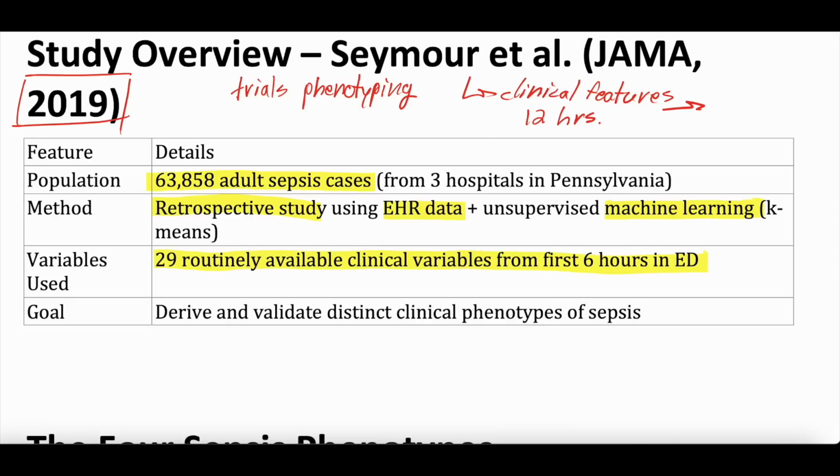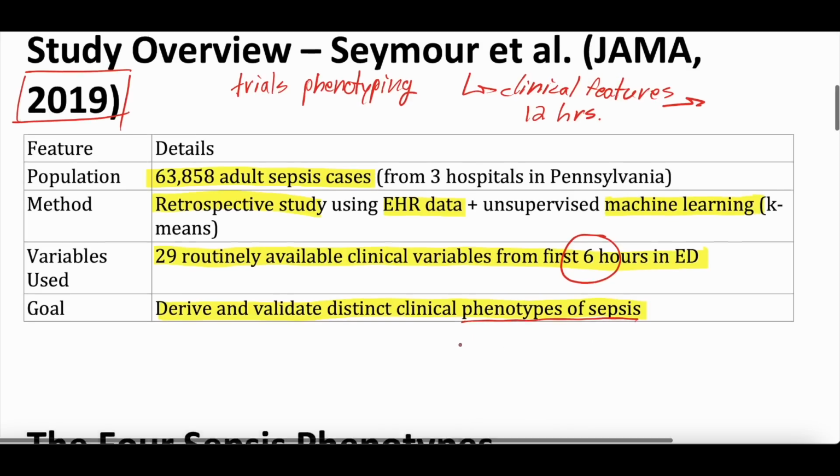Oh, from the first 6 hours. We said 12 above. It was even less than that. First 6 hours in the ED. And then they looked at these variables to try to validate if there were distinct clinical phenotypes of these sepsis patients. So they used kind of complex algorithms, again above our level of understanding, to see if there were clusters of variables that would represent specific phenotypes of sepsis in these patients.